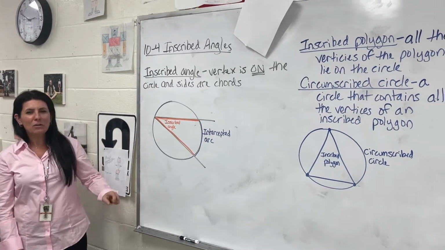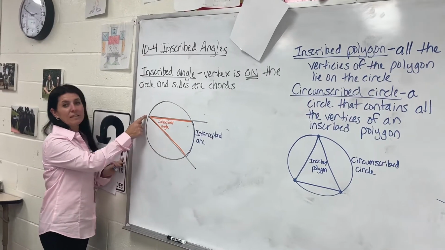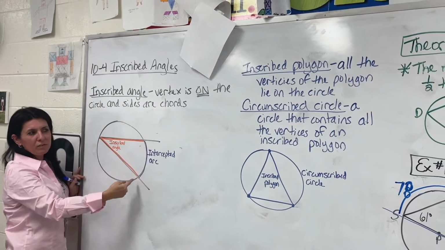Okay, inscribed angles. This orange is an inscribed angle. We know it's an inscribed angle because the vertex is on the circle. This orange is the inscribed angle. The blue is the intercepted arc.